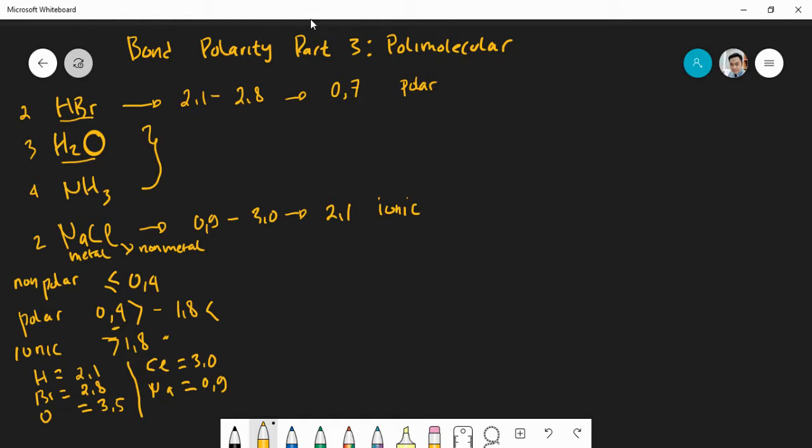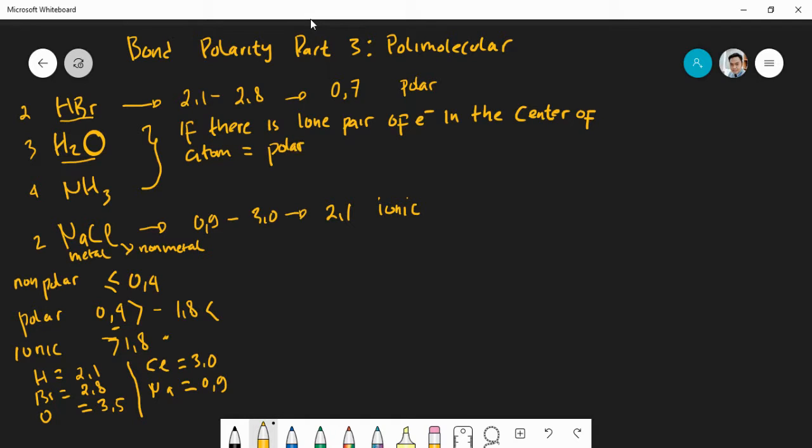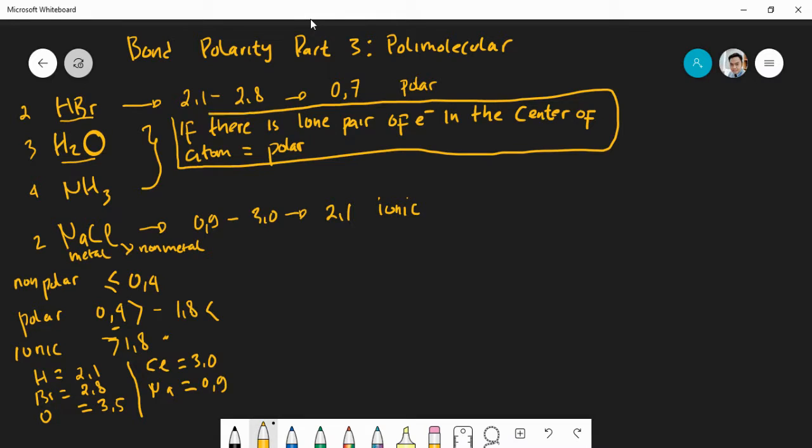What you need to do is, this is the key. If there is a lone pair of electrons on the center atom, then the molecule will be polar. The opposite, you just need to write by yourself. If there are no lone pair electrons on the center atom, it means it's going to be non-polar.